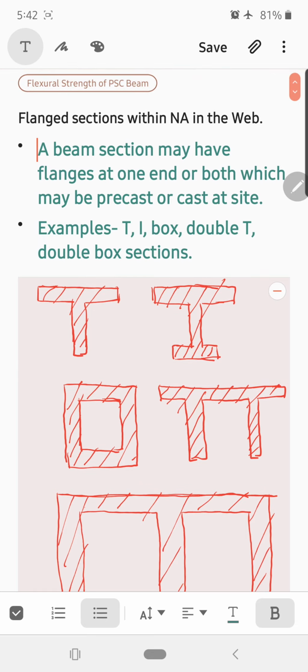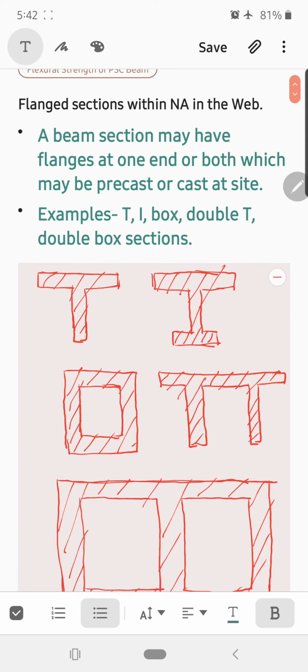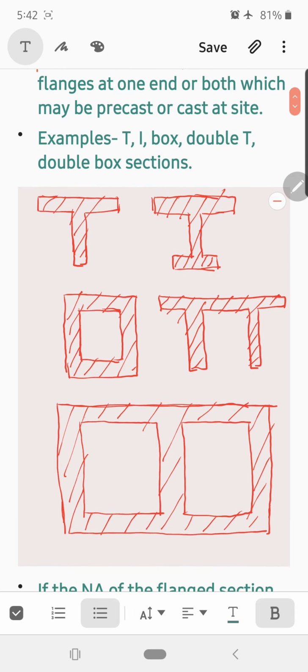A beam section may have flanges at one end or both, which may be precast or cast at site. For example, we have T sections, I sections, box sections, double T sections as well as double box sections. So these are the examples, these are the figures.